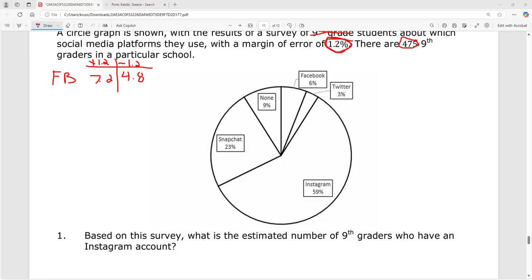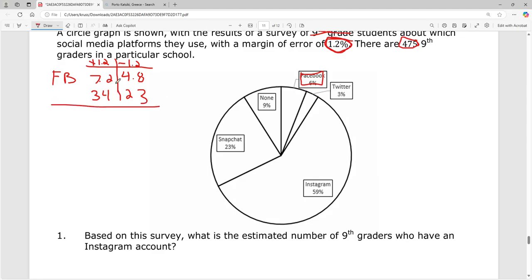So what is 7.2% of 475? Let's convert that to a decimal. So it's going to be 0.072 times 475. All right, so this is going to be about 34, round up to 34 people. Okay, this is Facebook. And then 4.8% is 0.048 times 475, and that's 22.8. We're going to round it up to 23.